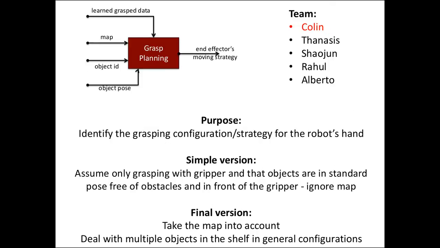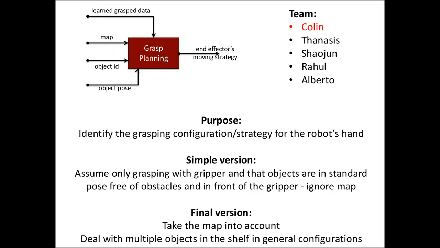The purpose of the grasp planning model is to identify the grasping configuration of the object and a strategy for the robot hands to grasp it. In this simple version, this model will assume only grasping using the gripper, and that objects are in standard poses that will be easily dealt with by this grasp planning model, and free of obstacles in front of the gripper. In this simple version, this model will ignore the map.